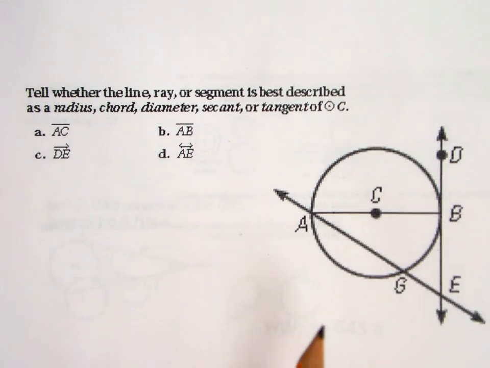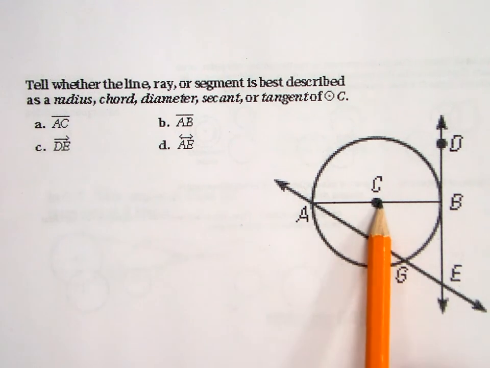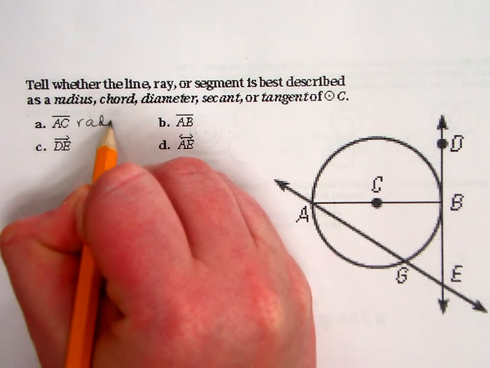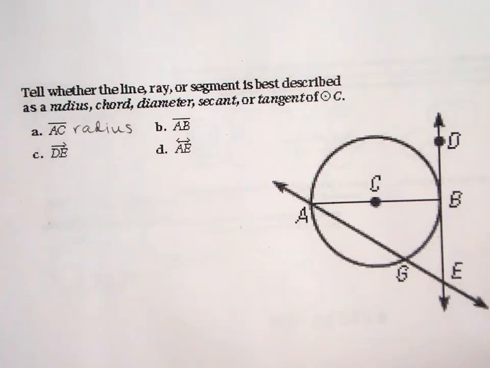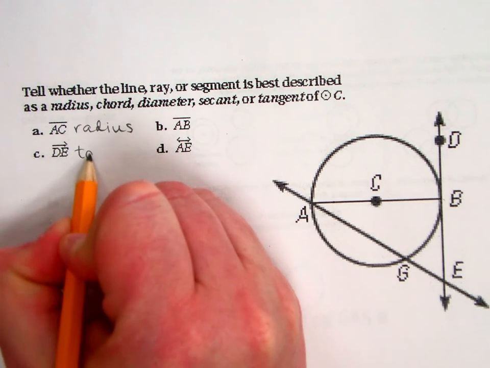Tell whether the line, ray, or segment is described as a radius, chord, diameter, secant, or tangent of circle C. So, segment AC. A to C is a radius because it starts on the circle and ends at the center of C. So segment AC is called the radius. Ray DE, if I start at D and go through E, I hit the circle at 1 point, B. With it hitting exactly at 1 point, it is called a tangent.